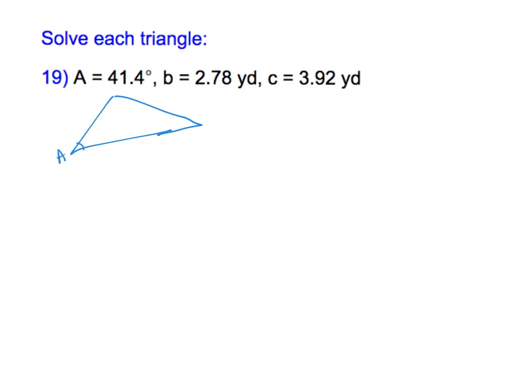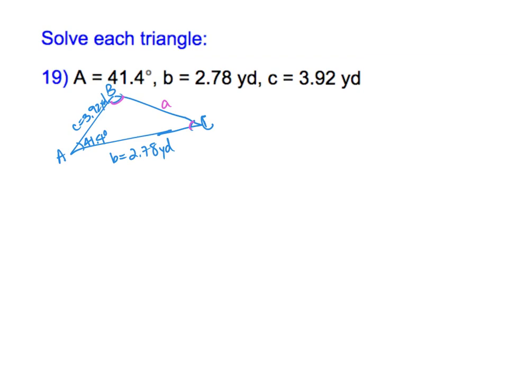So A, again, is 41.4 degrees. I'll call this angle B and this angle C. And so in this case, little b is 2.78 yards. And then little c, which is up here, is 3.92 yards. And so in this case, what I have to figure out is what is this side, little a, what is this angle B, and what is this angle C.